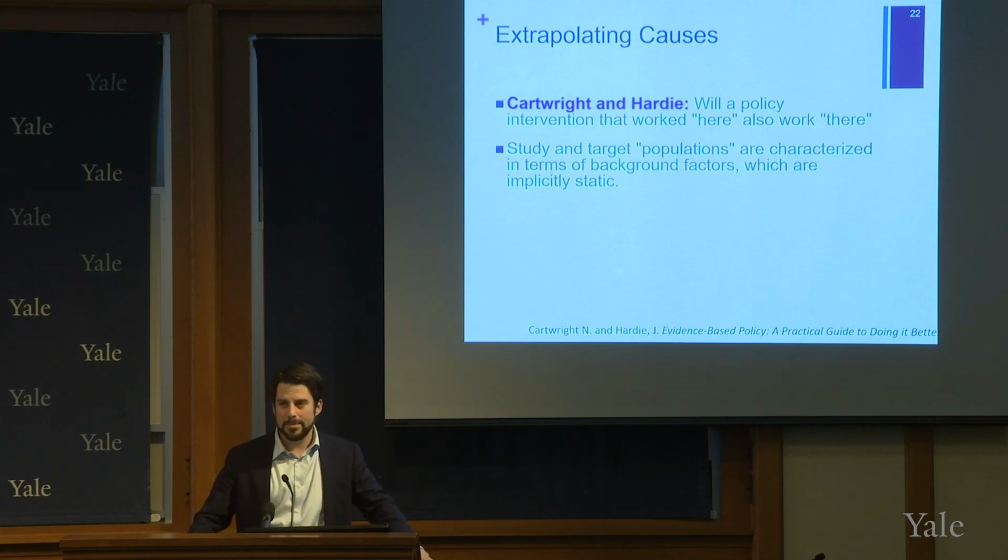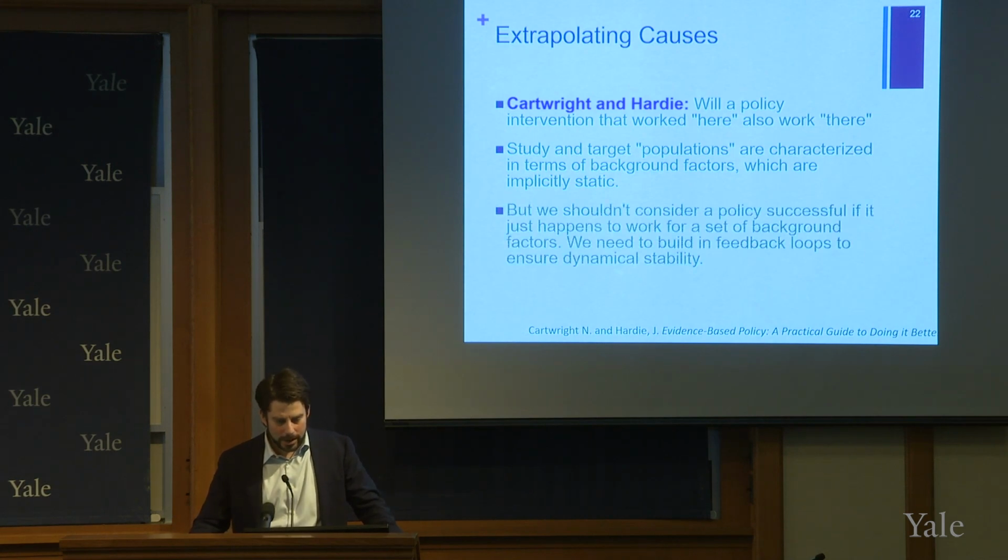Here they have in mind Mackie's INUS conditions, where the idea is, well, you have these different populations. If it's, say, a teaching context, maybe one population has a better supply of teachers, the second population does not. So that's why the cause didn't generalize across the populations, because one of them had the necessary background factors, while the second one did not.